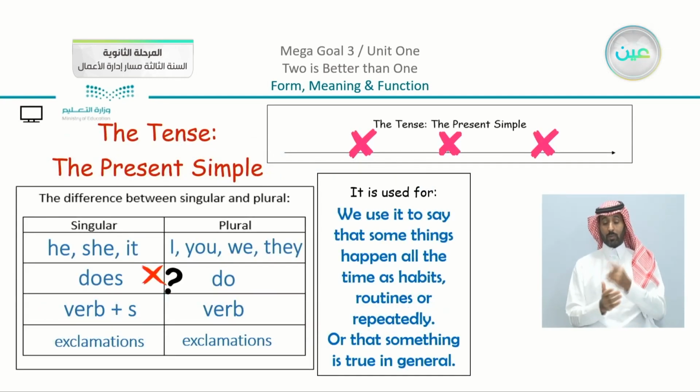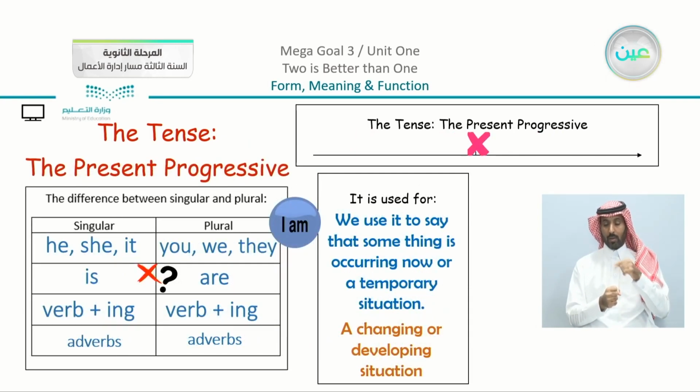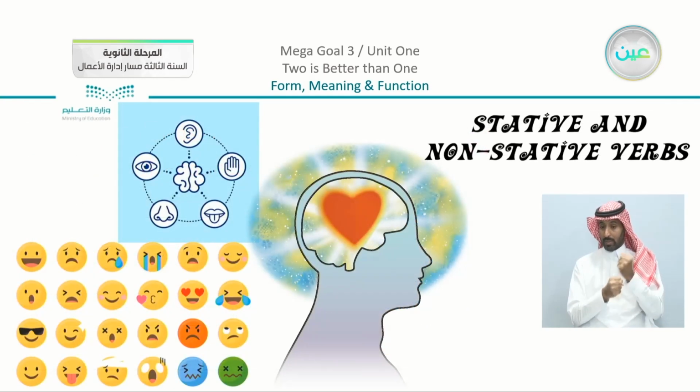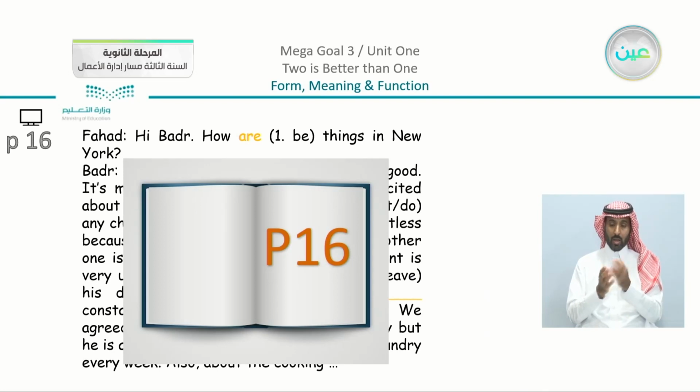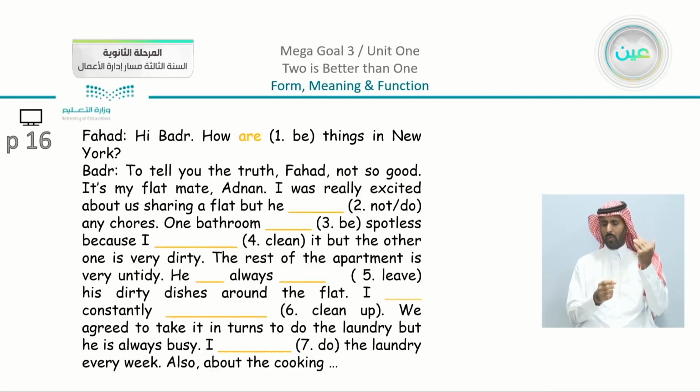We discussed the present simple. We also discussed the present progressive. We did mention something about the stative and non-stative verbs and how they are connected with the present simple and present progressive. Before we go on, let's just do the exercise since we have the first part, which is about the present simple and the present progressive.